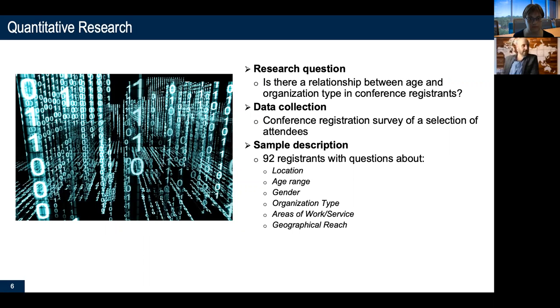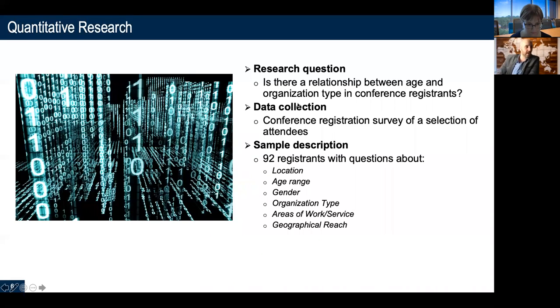So the research question I have here is a toy research question, kind of a silly one, because we think they probably aren't causally related. The question is: is there a relationship between age and the organization type represented in conference registrants here? I'm actually using the data that we collected on everyone who registered. So you may or may not be in this data set yourself, depending on when you registered for the conference.